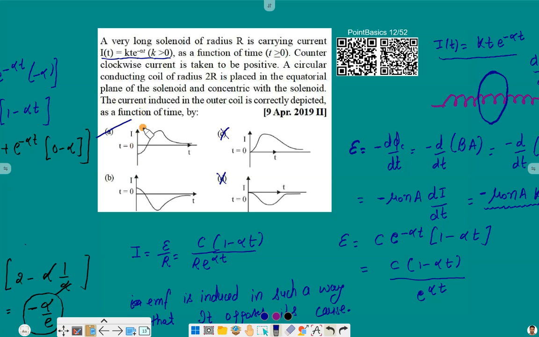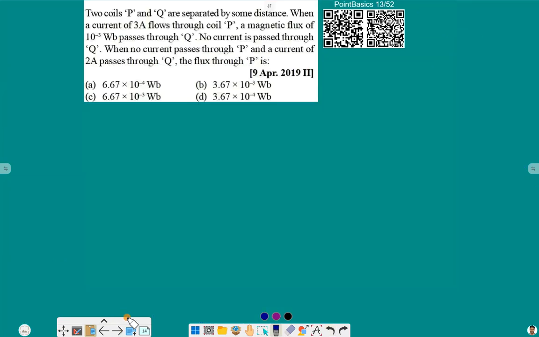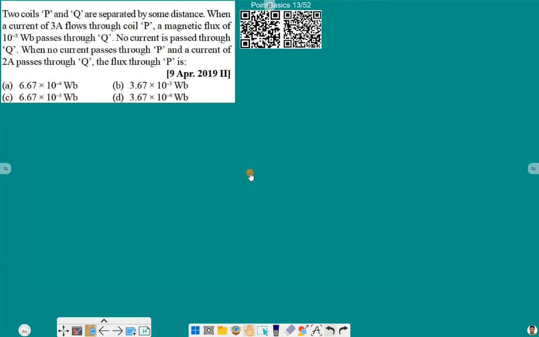Now let's move to the next one. Two coils P and Q are separated by some distance. When a current of 3 ampere flows through coil P, a magnetic flux of 10 raised to the power minus 3 Weber passes through Q. No current passes through Q. When no current passes through P, a current of 2 ampere passes through Q. The flux through P is. So we have to find out the flux through P, and this type of question can be solved with the help of the flux formula.